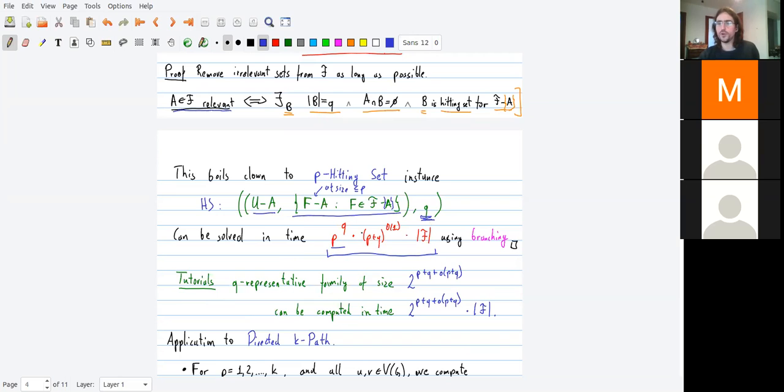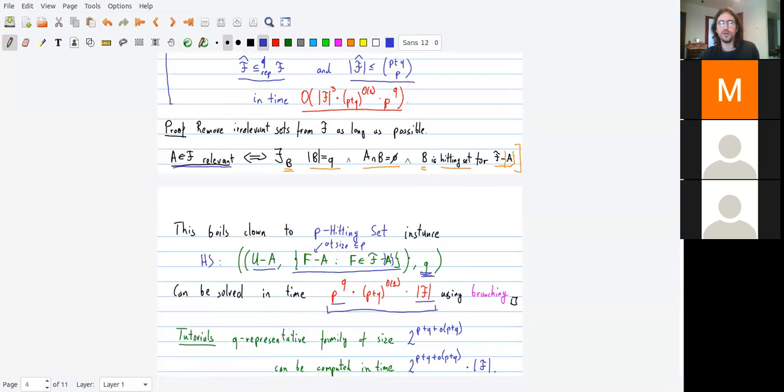Yeah, p to the power q, times maybe some polynomial factor for some low-level computations, times linear in the size of the family. And now I need to, at every step, test all the elements of the family whether they're relevant, and exclude one if it is not. And I remove them one by one, so this gives me a cubic dependence on the size of the family.